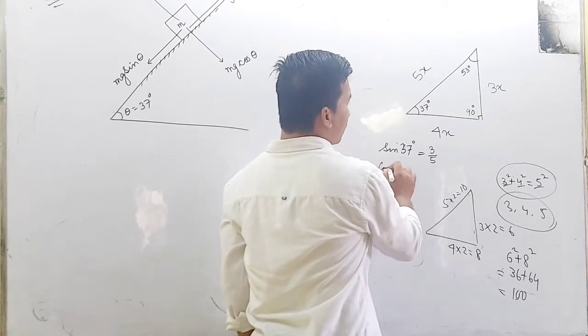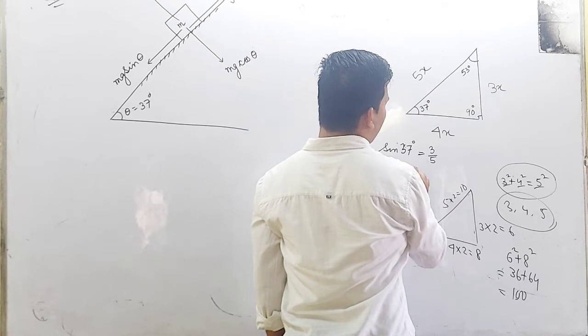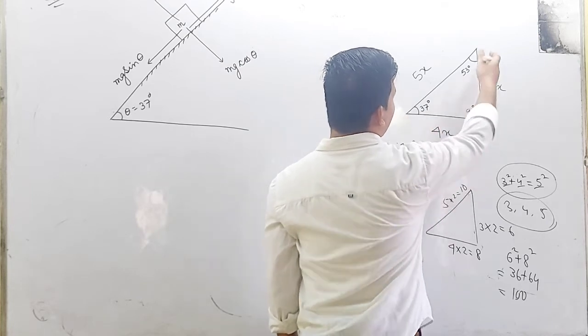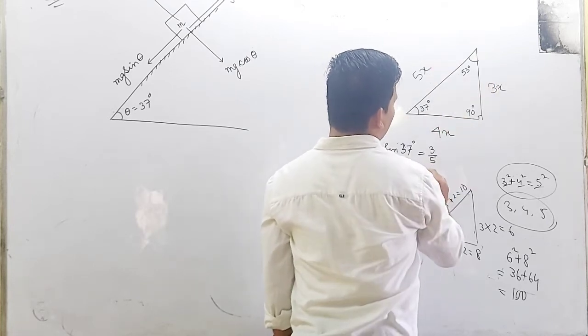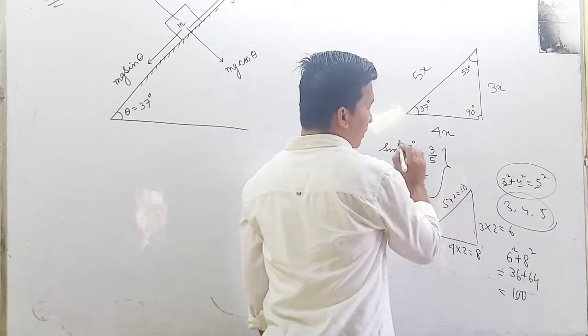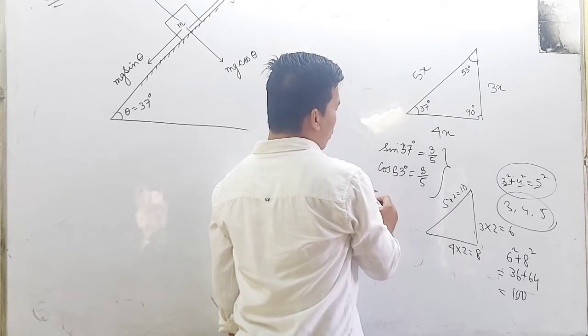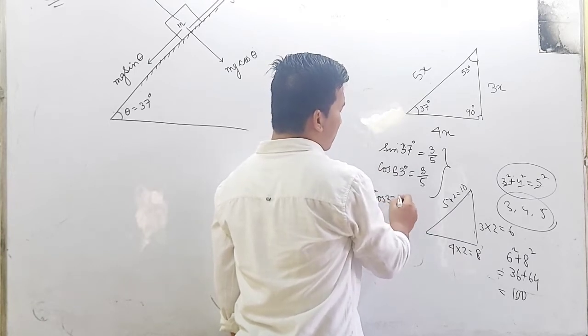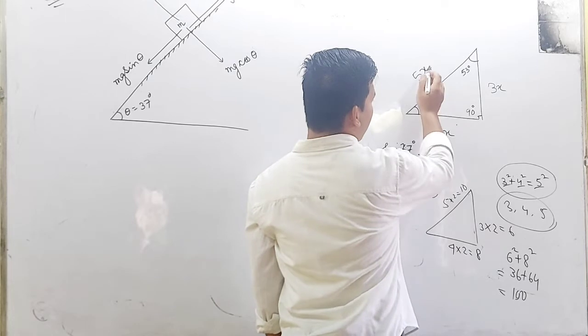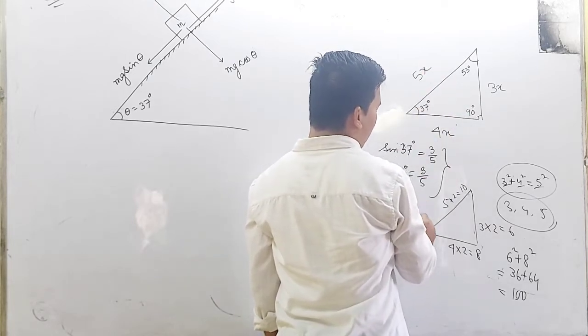Next, cos of 53. Cos 53 is equal to base by hypotenuse, that is 3 by 5. Next, cos of 37. Cos 37 is base by hypotenuse, that is 4 by 5.